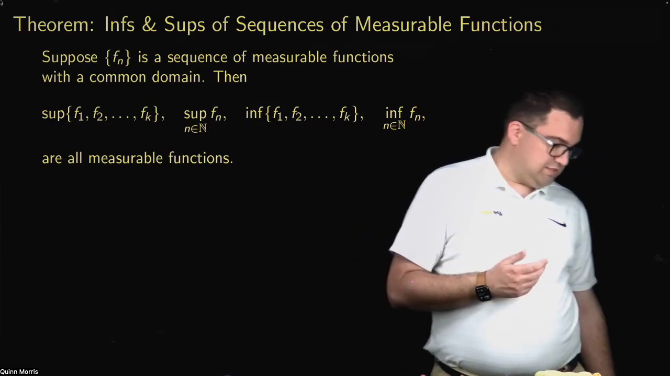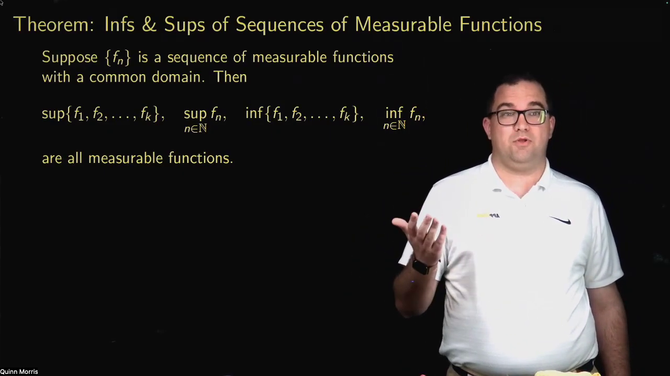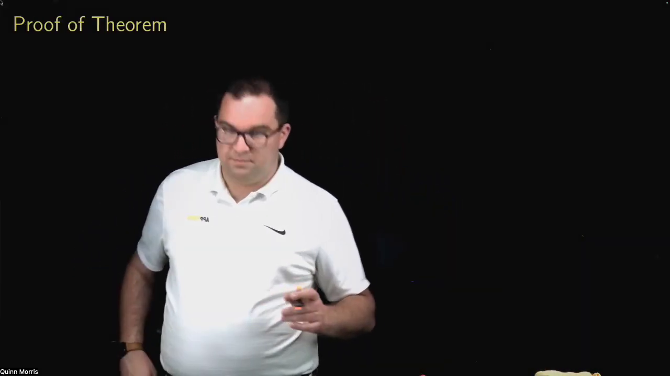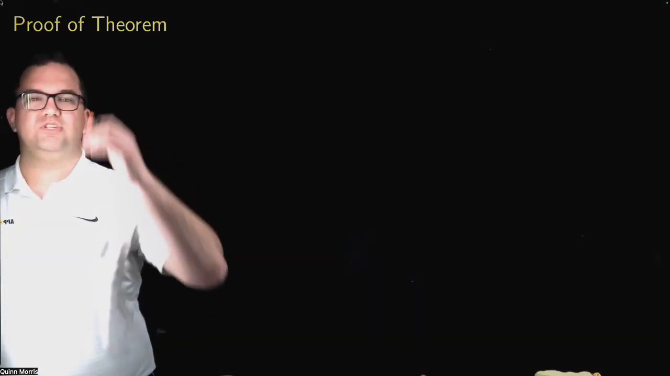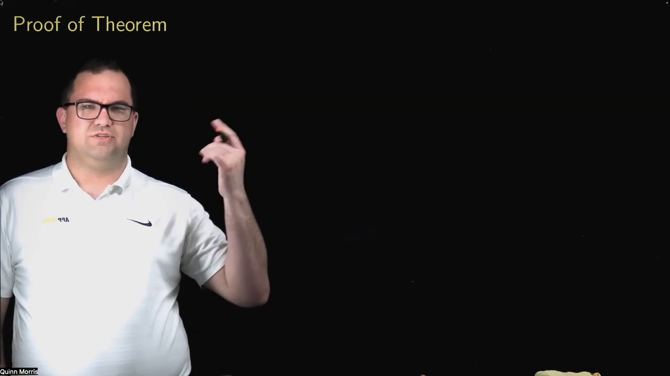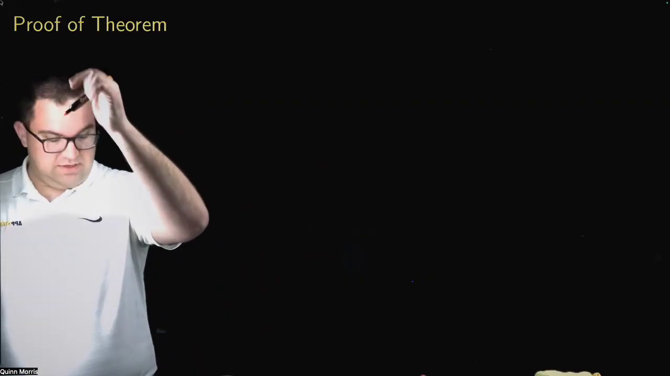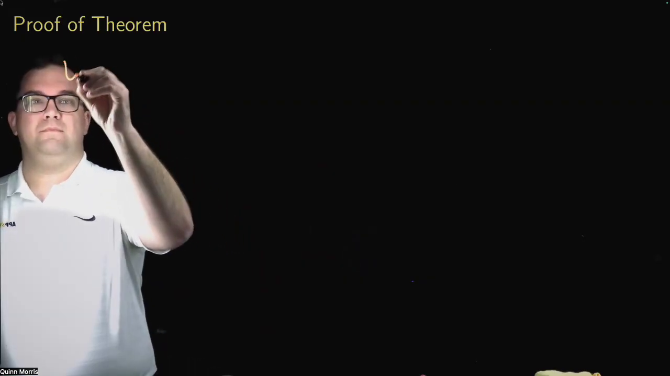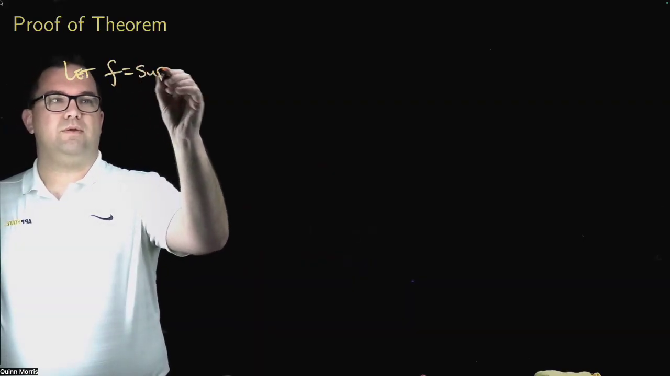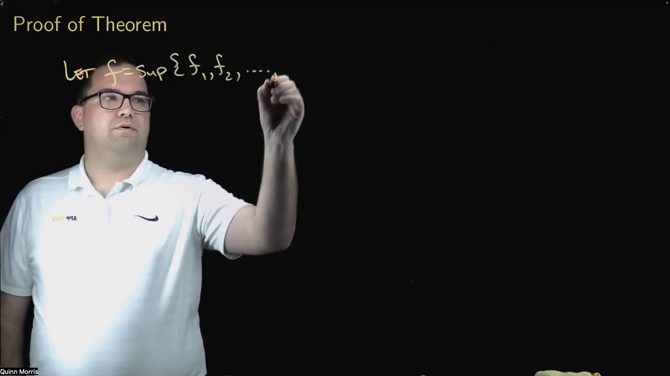Now, again, let's see how this works. The spirit of these proofs is going to be similar to what we were just discussing. We're just going to do this for the supremum cases. The infimum cases are almost identical. You just flip some inequalities. So let me let f be the supremum of f_1, f_2, up to f_k.